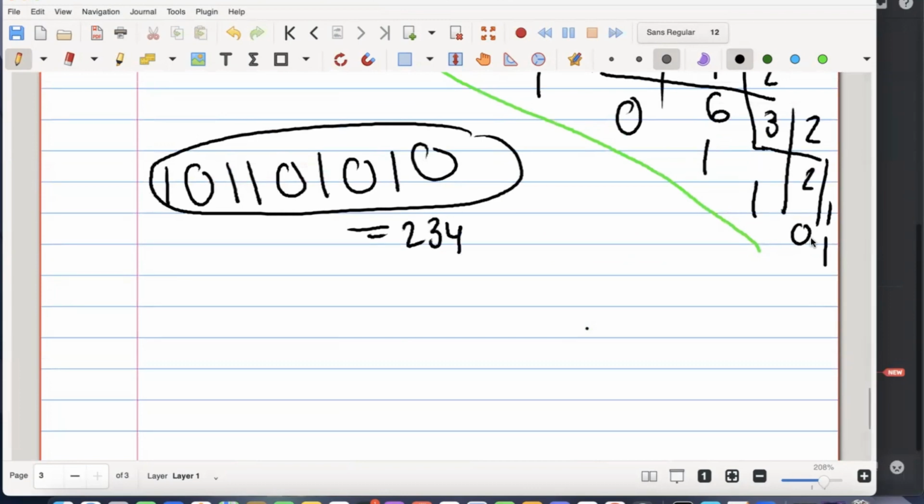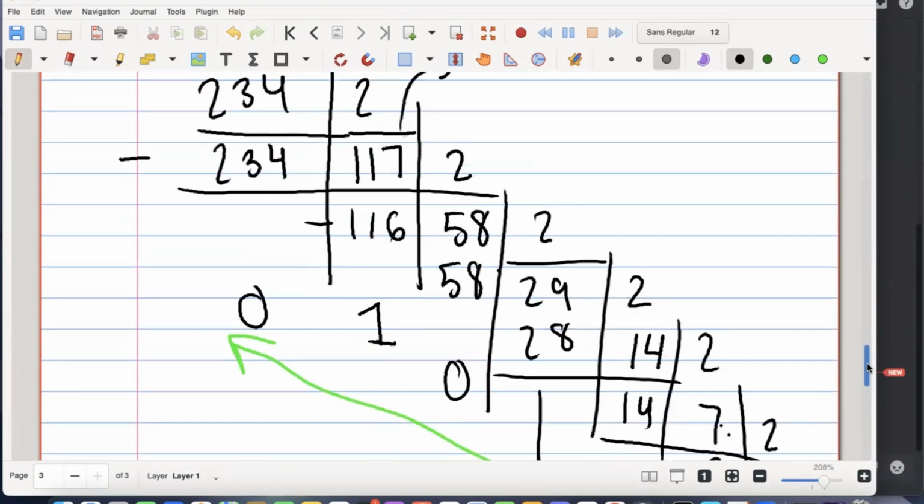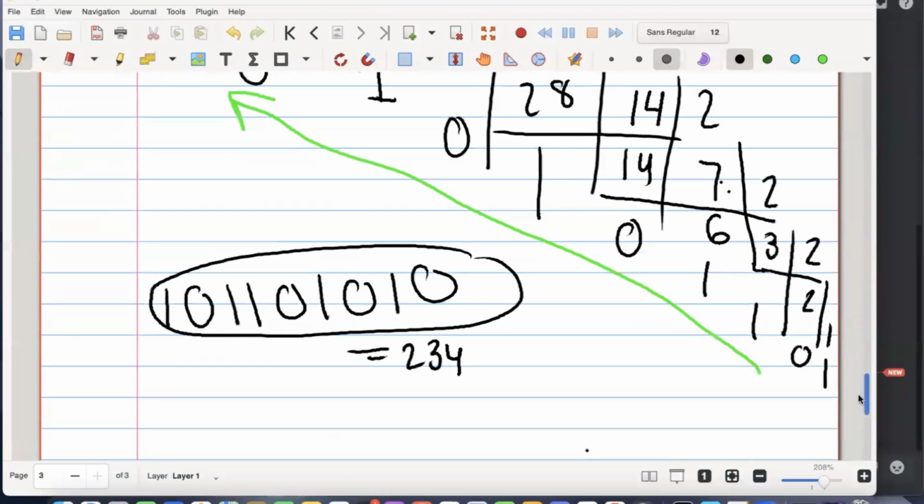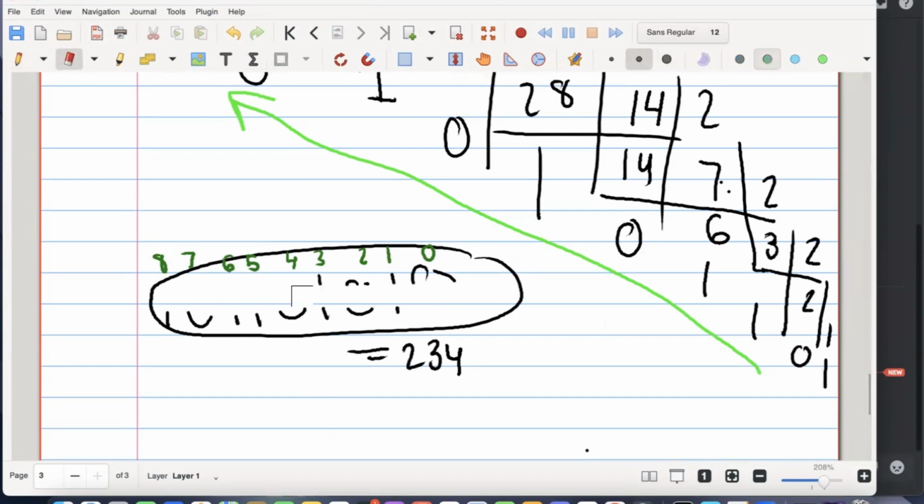234. And what I mentioned above about 128 and then the 64, so like 2 to the 7 and 2 to the 6. If you counted here, this is 0, 1, 2, 3, 4, 5, 6, 7, 8. Wait, did I do this right? 0, 1. Okay, never mind. Opposite way. That's a good check, actually.